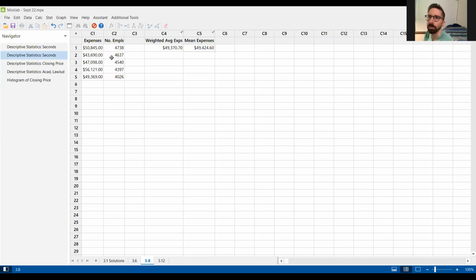And this is a weighted average. If you wanted to find the average total expenses, it would be a weighted average, where the values in the data set are these 5 expense numbers, and the weights are the number of employees. Now, I created 2 columns here because I wanted you to see the difference between the weighted average and the mean expenses. The mean expenses would be simply the arithmetic average of these 5 numbers. That's where the 49,424.60 comes from. This 49,370.7 comes from a weighted average.